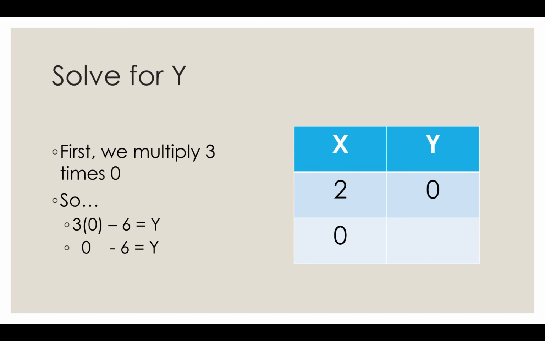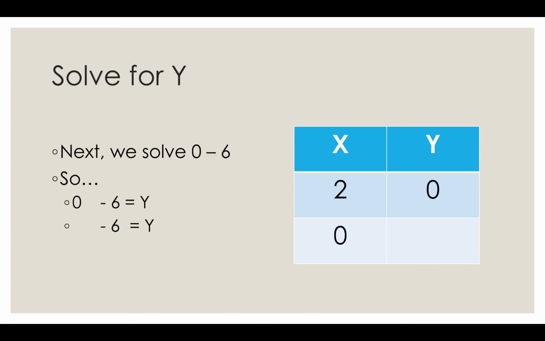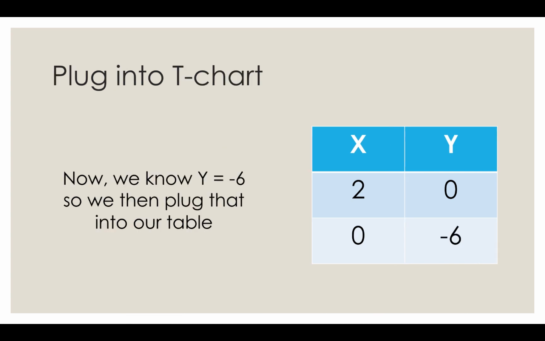Now let's solve. First, we multiply 3 times 0, which equals 0. We are left with 0 minus 6 equals y. Next, we subtract 6 from 0, which leaves us with negative 6 equal to y. So let's plug that into our t-chart. Where the x column has a 0, the y column in that row should have a negative 6.